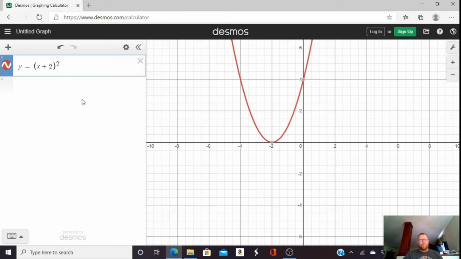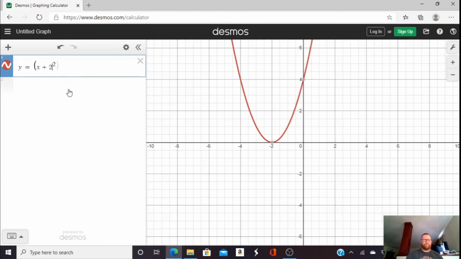And you can, again, plug in the numbers. Negative 2 plus 2 is 0, so it makes sense that the vertex is going to be at negative 2, 0. If you put in 0 here, 2 squared is 4. If you put in negative 4, plus 2 is negative 2, so negative 2 squared is positive 4. So it makes sense with those numbers.